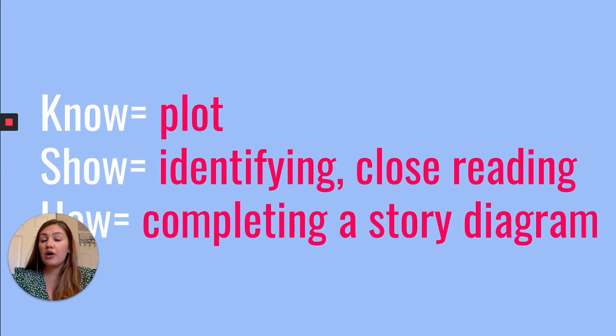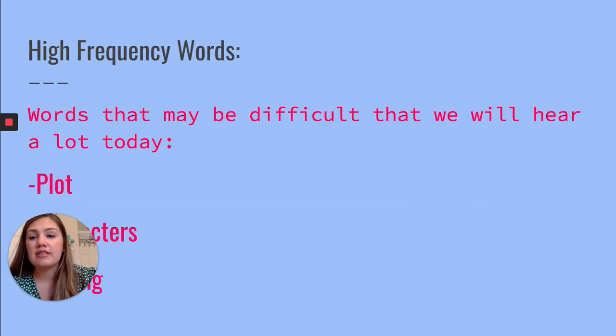So for our know, it's going to be plot. What we're going to know by the end of this lesson, according to our objective, is what plot is. How we're going to show that we know it is by identifying and close reading the story. How we're going to show that we've mastered it at the end of the lesson is by completing a story diagram.